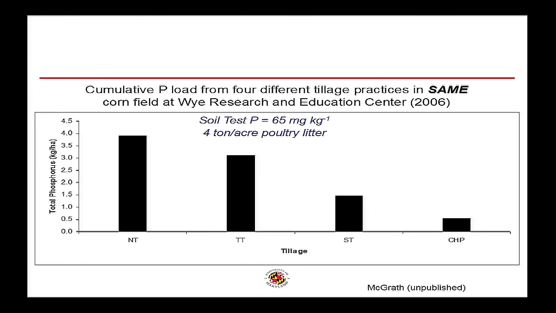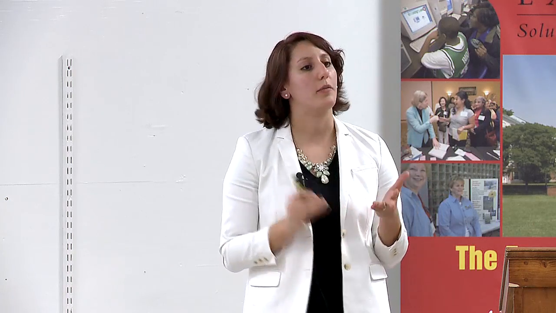Okay, I'm missing one part though. So let's take a look at this field. This was a field at the Y, the same field, and we had 4 different tillage practices. So we had no-till, turbo-till, strip-till, and chisel plow. Soil test P, 65, moderate, not too bad. And then we've got 4 tons per acre of poultry litter, okay? So our source is exactly the same. Same soil test P, same amount of poultry litter added.